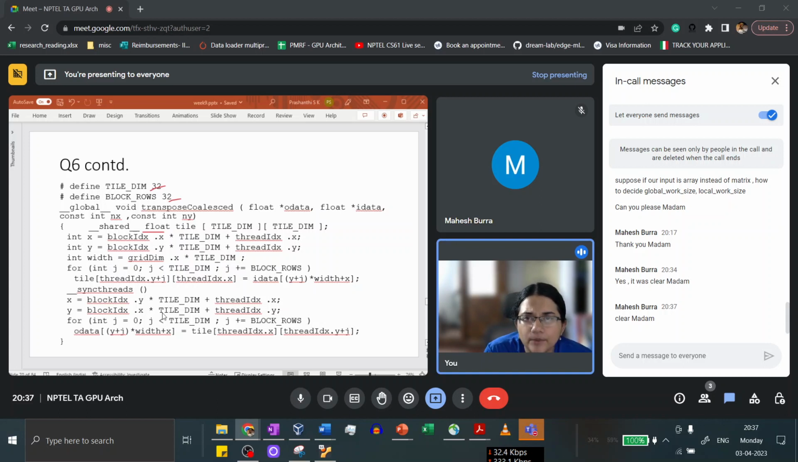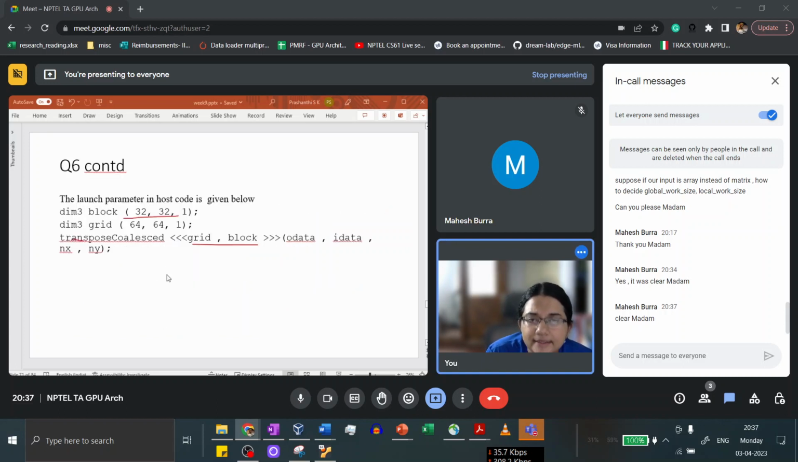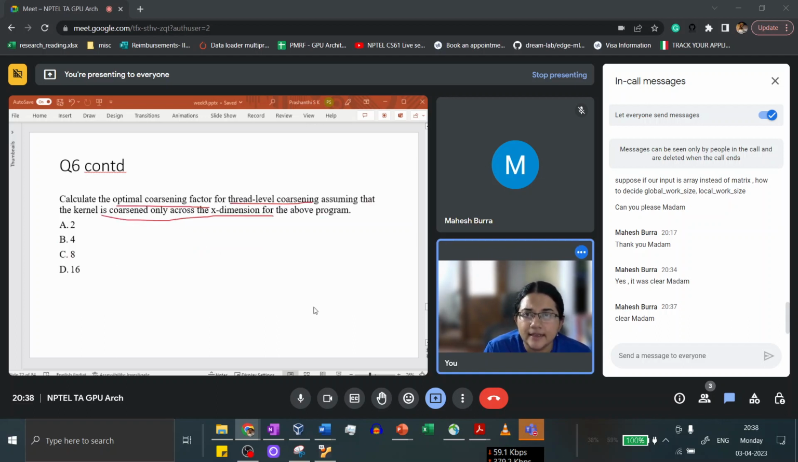I think we'll skip over this since we had already solved this. The launch parameter for this is as follows: block of 32, 32, 1, grid of 64, 64, 1, and you call the transpose kernel with these launch parameters. Now we are asked to calculate the coarsening factor for thread level coarsening, assuming we coarsen only along the x dimension. So let's try and solve that.